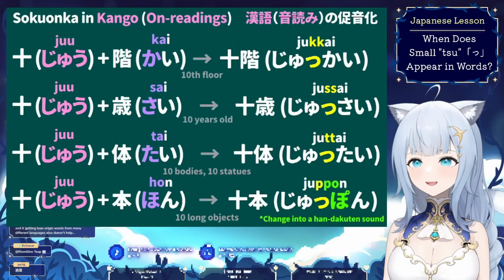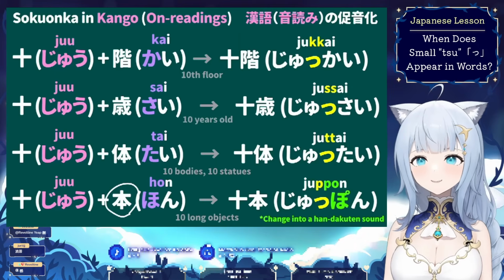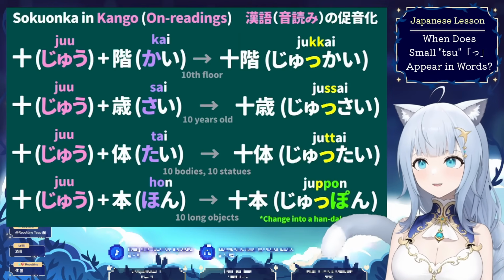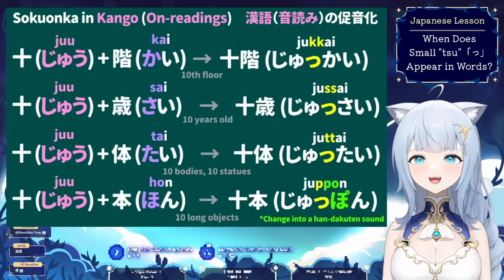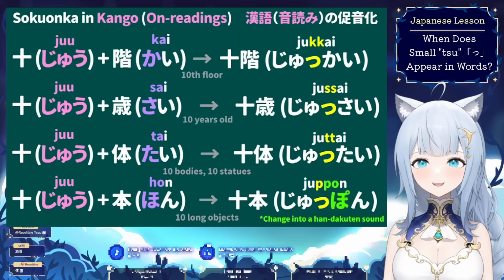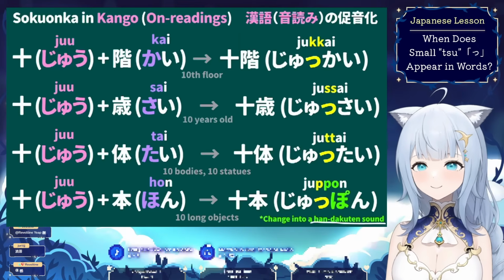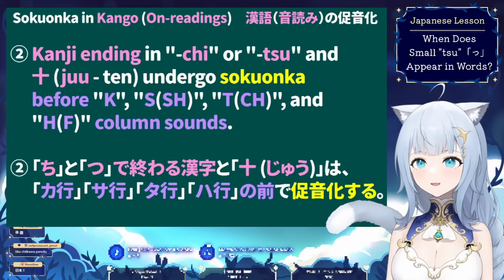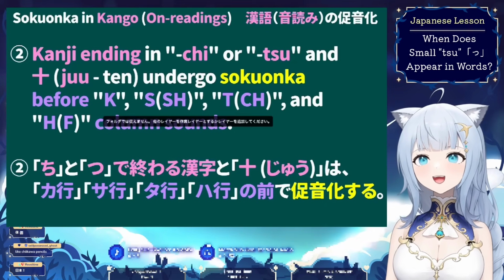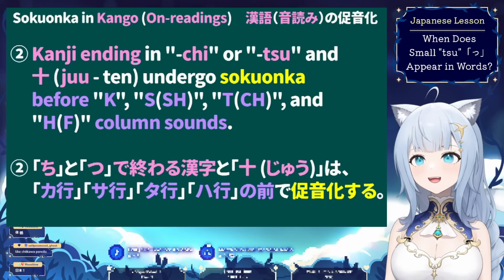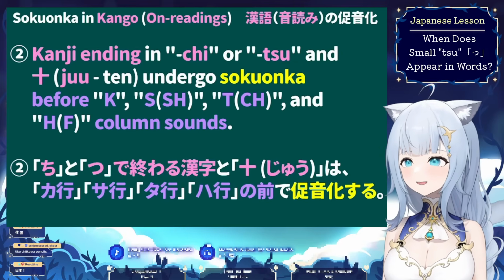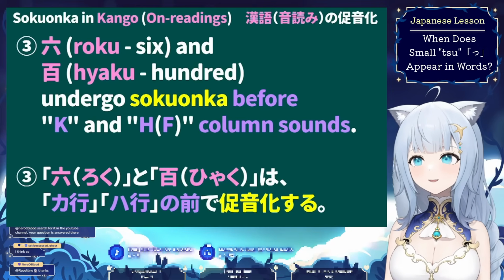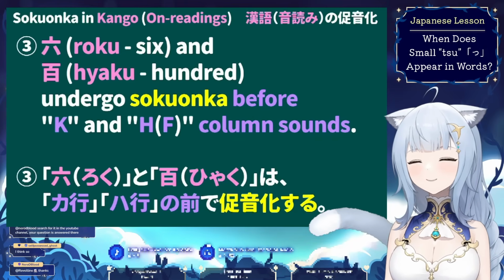And the fourth one, ju plus hon. Hon means book, but you can use the counter word hon when you count long objects like pencils, trees, hair, so long and thin objects, and bottles sometimes. And it's not juhon. It's juppon. This is also a handakuten sound, because it is followed by H column. So this is rule number 2. Kanji ending in chi or tsu in on reading, and ju, undergo sokuonka before K, S, T, and H column sounds. Guys, do you have any questions so far? This is rule number 3, and this is the last rule. Yay! The last one. Sokuonka in kango.